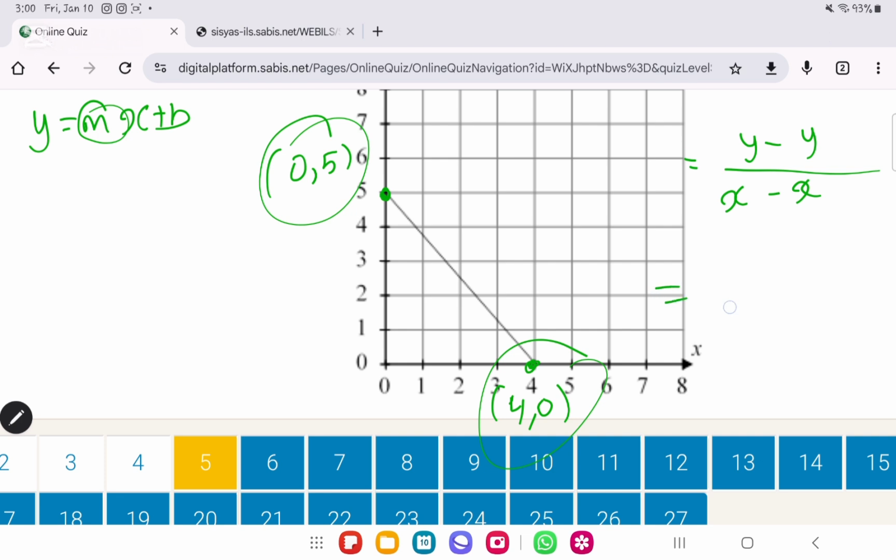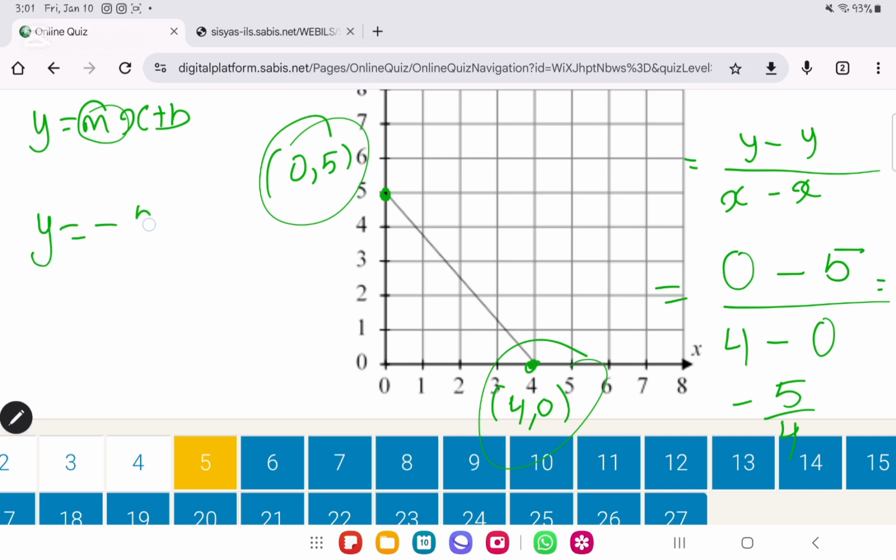So for y minus y, it is 0 minus 5 divided by 4 minus 0, and we are gonna get minus 5 over 4. So the equation looks like this. Y is equal to minus 5 over 4 x plus b.